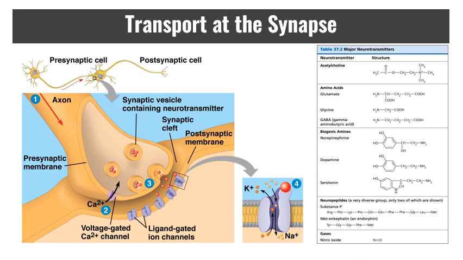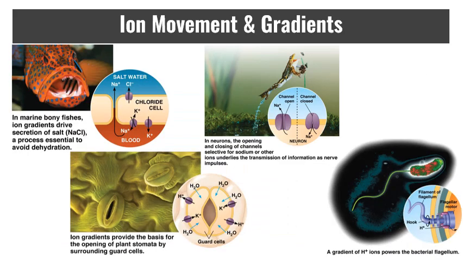So you'll notice that all of those things come together throughout the different types of cells. And all of those ion movements and gradients are really how all these things work. In marine bony fishes, the ion gradients drive the salt excretion. Ion gradients control neuron firing and muscle contraction. Ion gradients control stomata guarding and water release. Ion gradients control ATP production and motor proteins and flagella. When you really get down to it, all of these cellular life functions depend upon these concentrations and movements. So it's absolutely essential to understand.